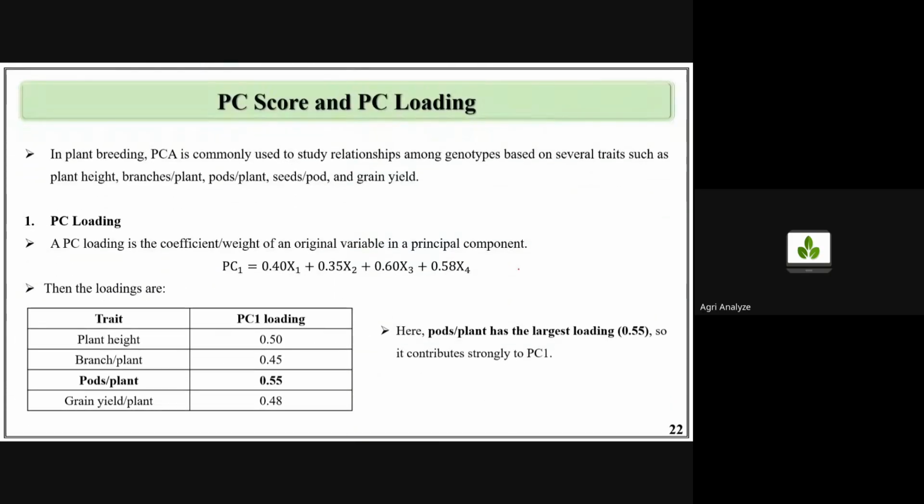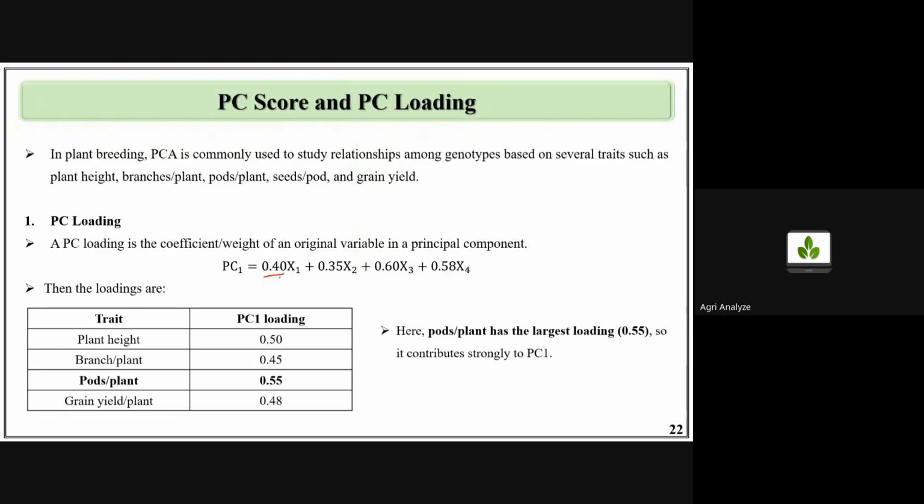Okay, so here are some terminology used for our research purpose: PC score and PC loading. So what is PC loading? A PC loading is the coefficient or weight of an original variable in a principal component. In the previous part, I mentioned that this is the coefficient which shows which variable has the highest contribution to the variance explained by PC1.